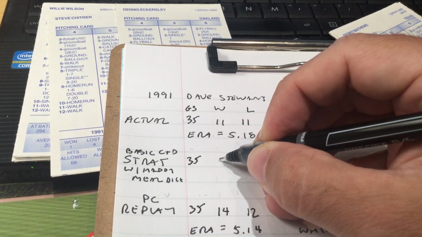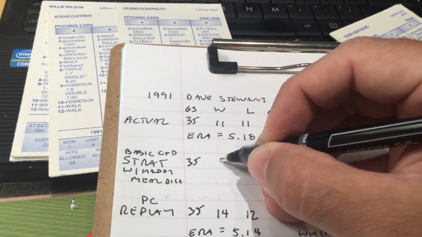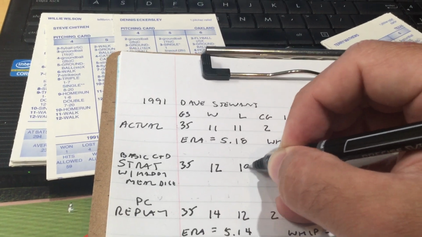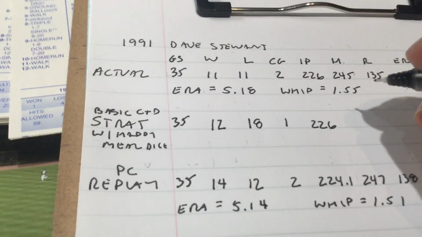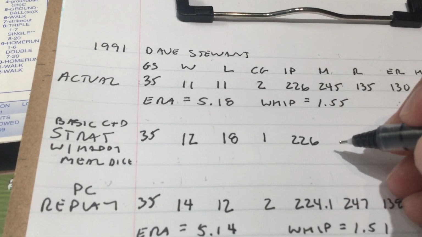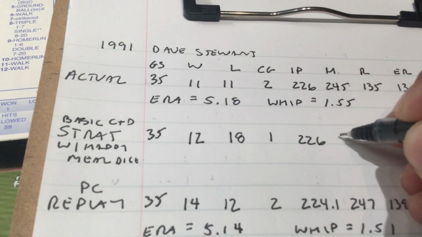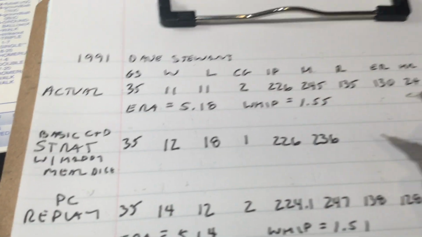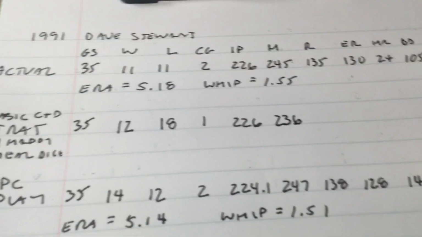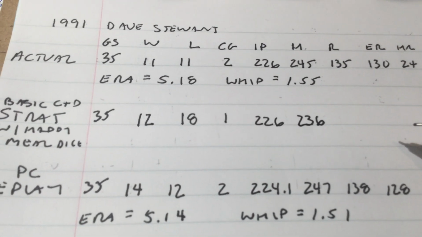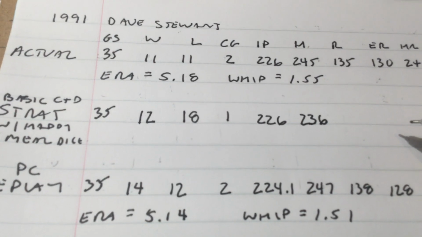Okay, so in basic Strat, Stewart finished with 12 wins, 18 losses. Same amount of innings, 236 hits. Runs, 129.